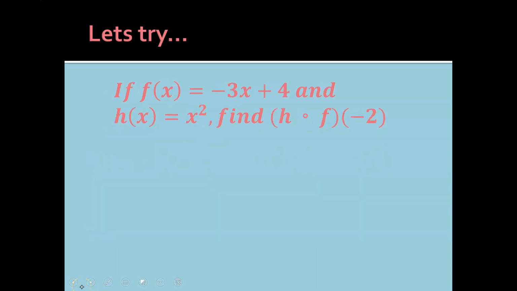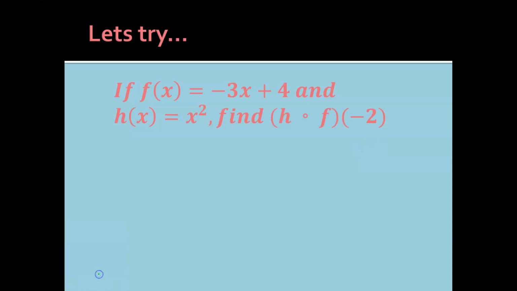So how about you pause the video and try this one out on your own, okay, and see if you can get this one correct, okay? All right, so pause the video, give it a shot. All right, I hope you paused the video, and now let's see if you got the correct answer, okay? So this is H composite F of negative 2. So we're going to switch it to the format that we like. H, you can't really see that color.